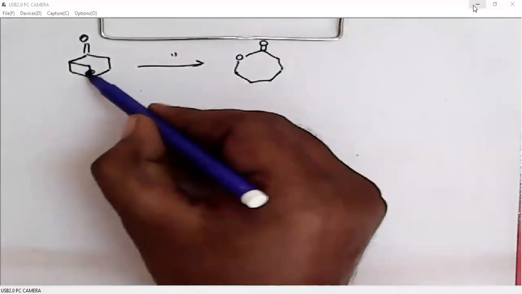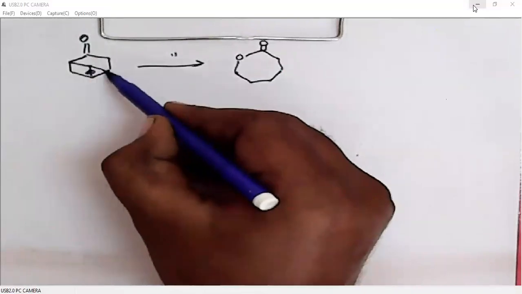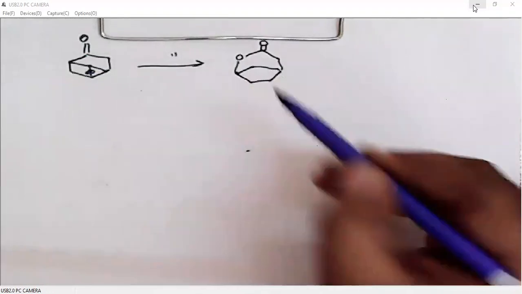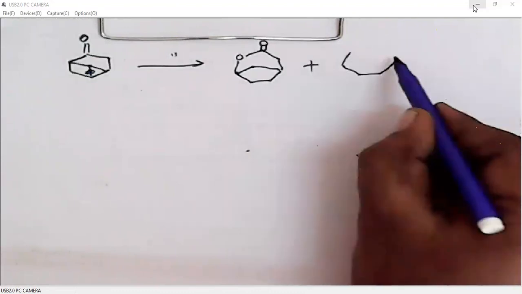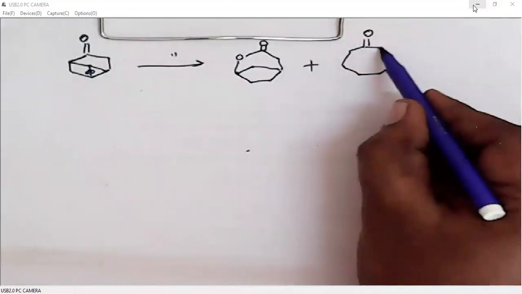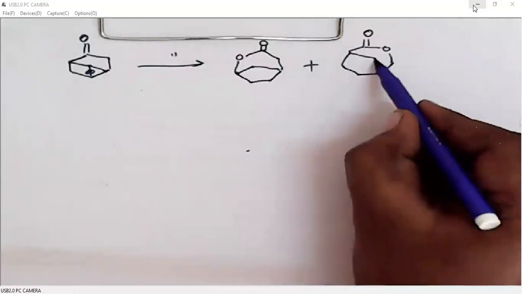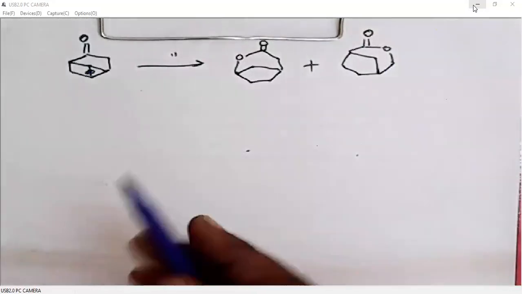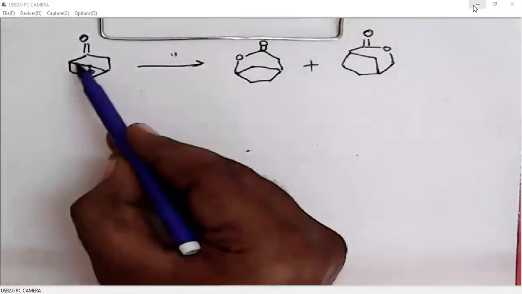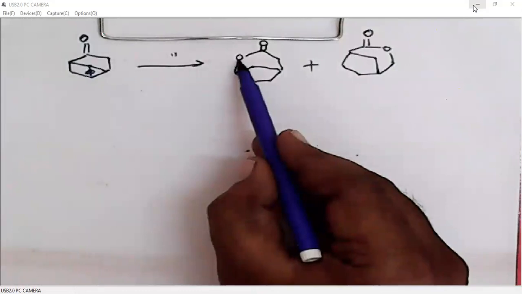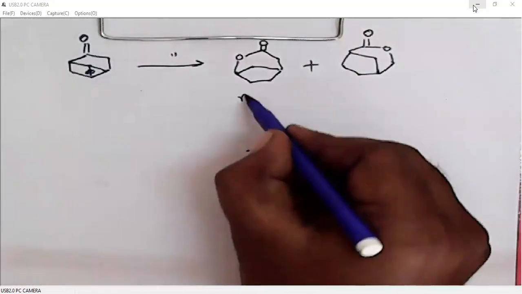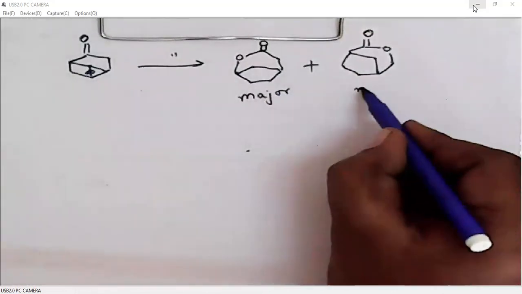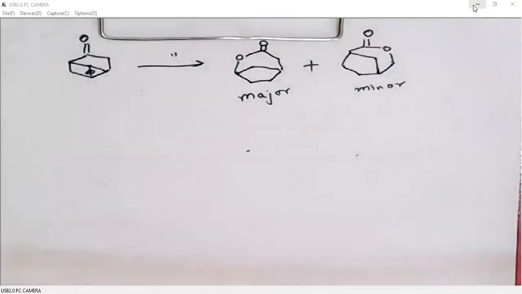I'm sorry, this bond should be here. Plus, so in this case, we have two products. If this alkyl group migrates, we will get this lactone. If this alkyl group migrates, we will get this lactone. So in this case, we are getting this as the major product, this as the minor product. So in Baeyer-Villiger oxidation, we will get both a major product and a minor product.